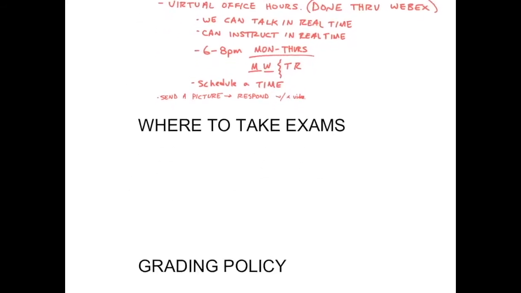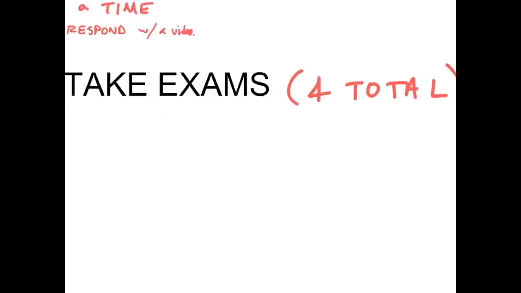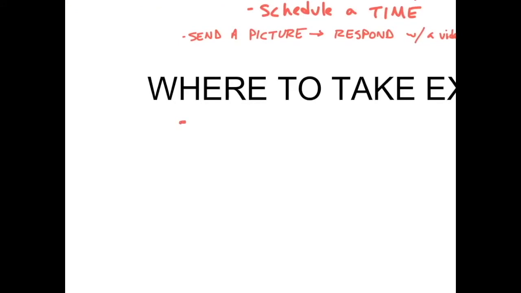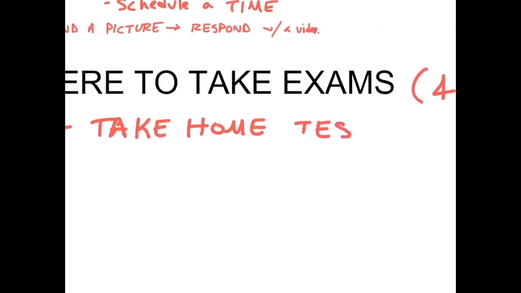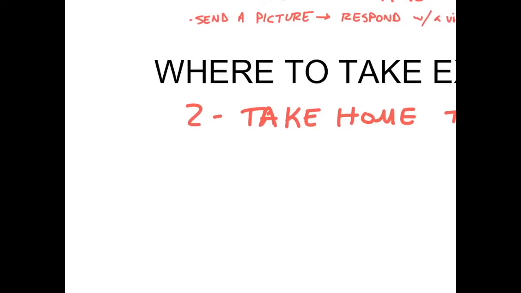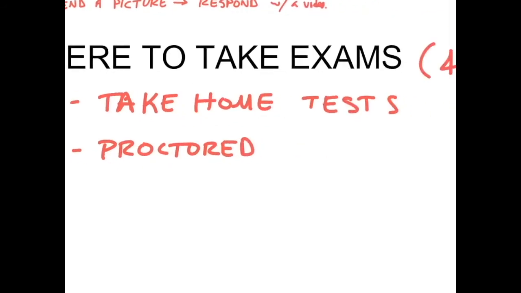One of the things that we got to talk about is where to take exams, okay? You are going to take 4 total assessments, okay? 2 will be take-home exams. 2 are take-home, and we're going to call those tests. So 2 take-home tests. And then you will take 2 proctored exams. And a proctored exam means that you have to go to a CMC location.